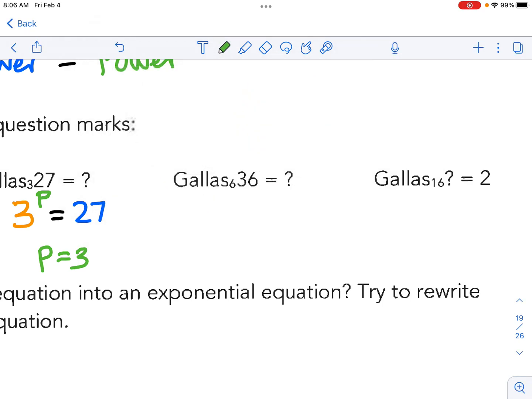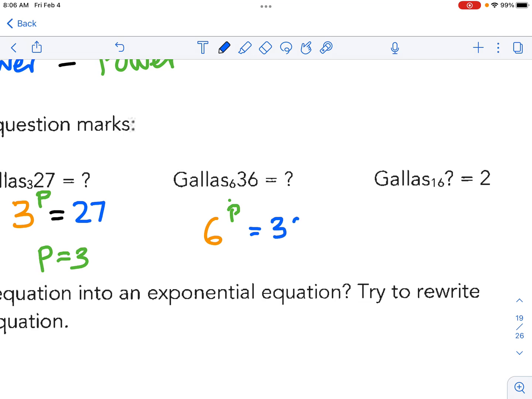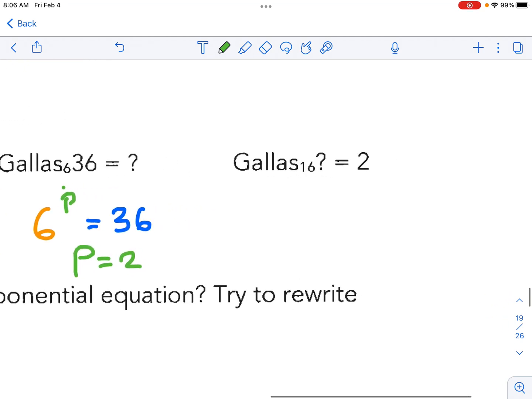So let's take a look at applying this to this next one, log of base 6 of 36. So we've got the base 6. We don't know the power again, but whatever power we need to equal 36. So that power then is 2, right? 6 squared is 36.